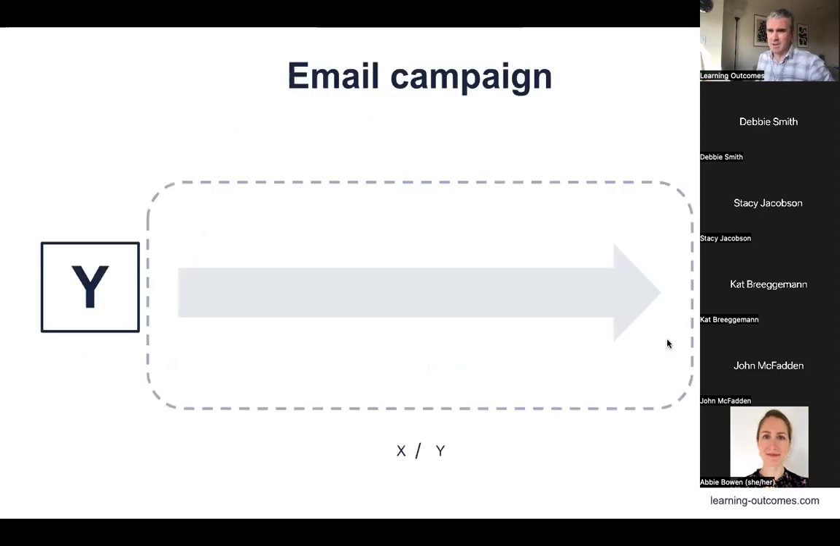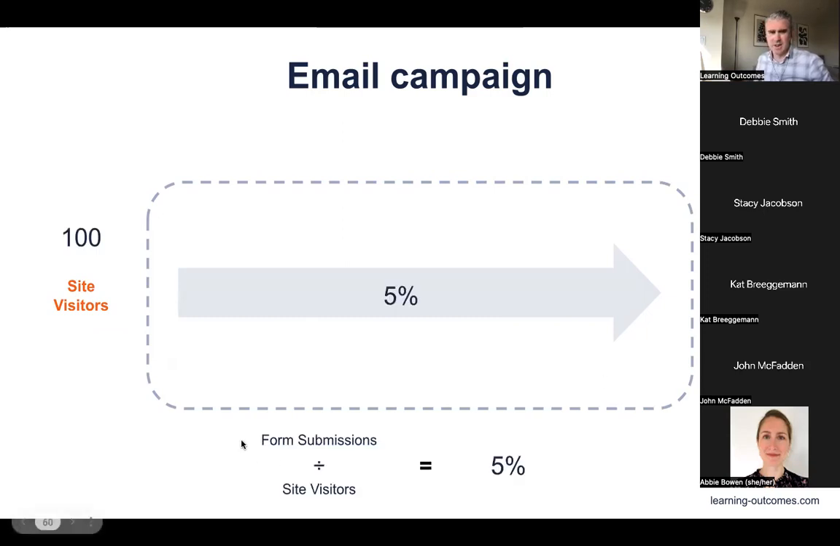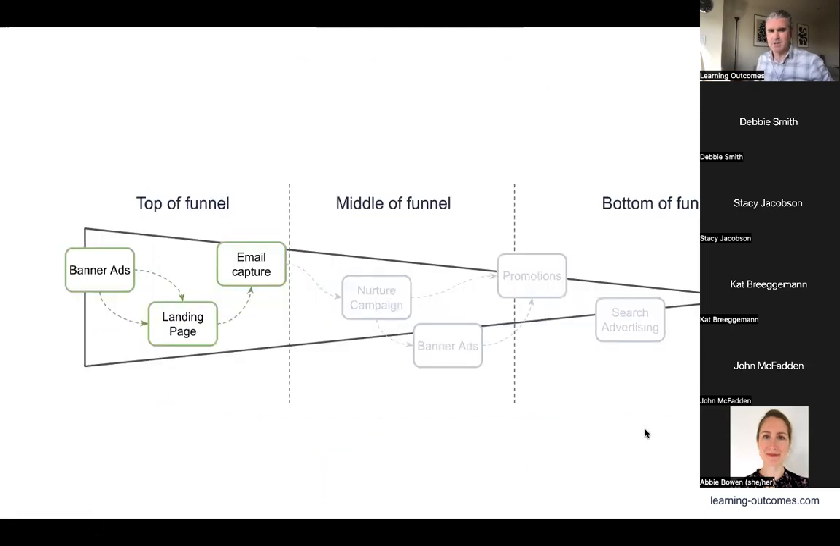And so each one of these has an X and a Y, and it's X divided by Y. So I have some kind of objective, and some kind of input number. I divide this number by this number, and that gives me the conversion rate across this activity. So for the email campaign, I'd say I have form submissions and I have site visitors, right? I've sent you an email, somebody lands on the site, and the form submission takes place. So let's say I have 100 site visitors and 5 form submissions, I have a 5% conversion rate. Form submissions divided by site visitors gives me 5%, right?